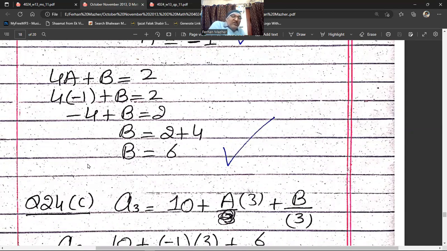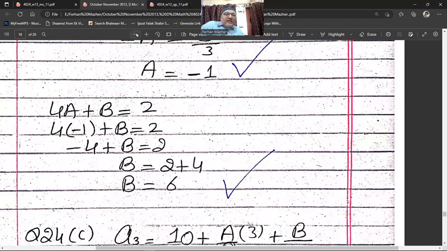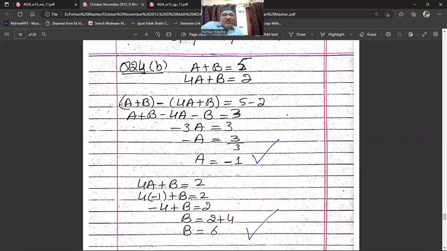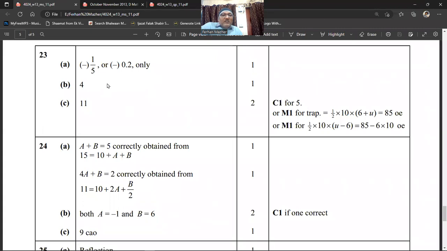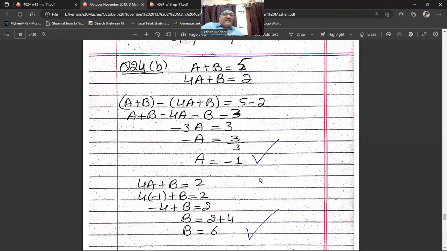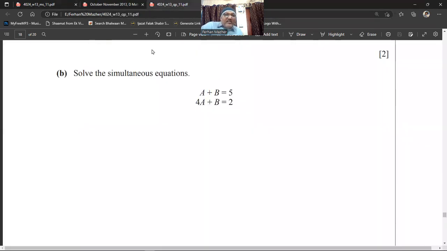So b will be equals to 2 plus 4. So b will be equals to 6. Okay, so the b is 6. So we found the value of the a and the b both. Question number 24, a is minus 1, b is 6. The solution is showing up. A is minus 1, b is 6. Our answer is right. The solution is on your screen.